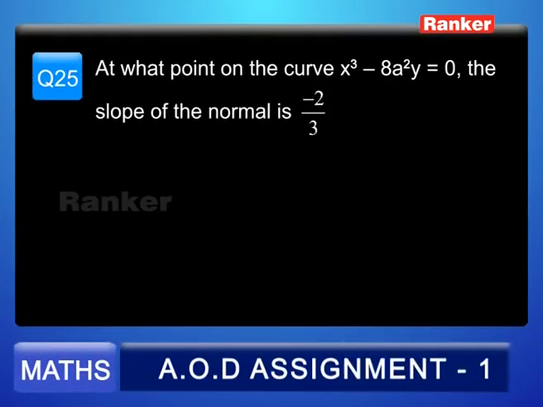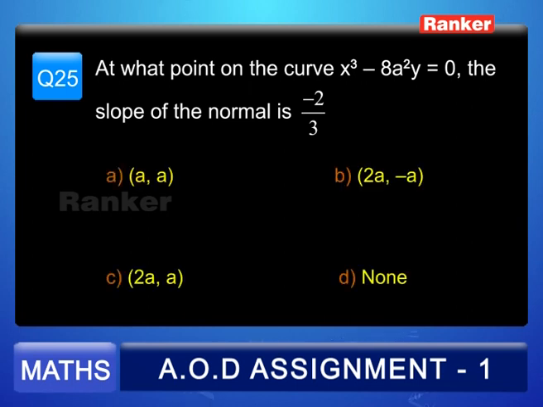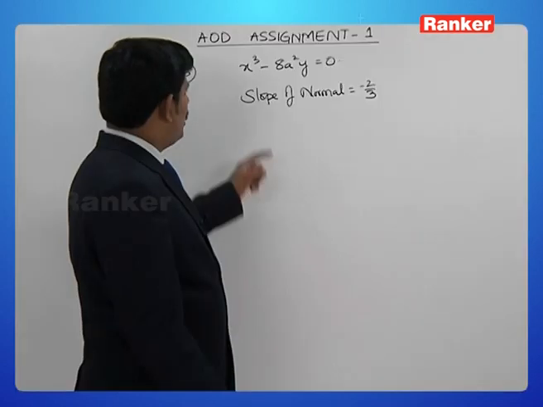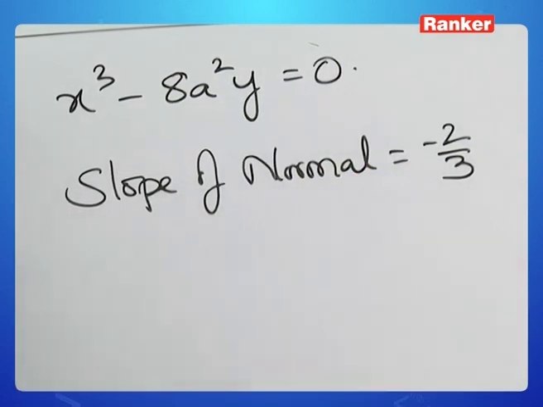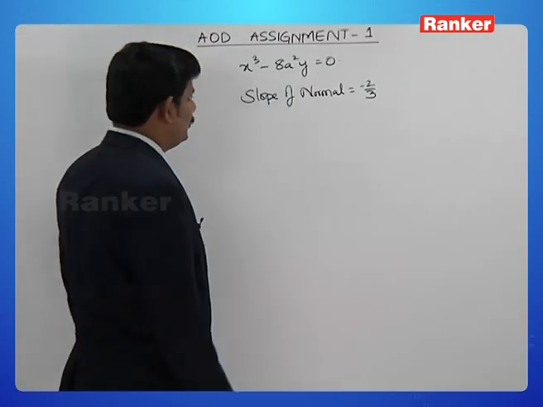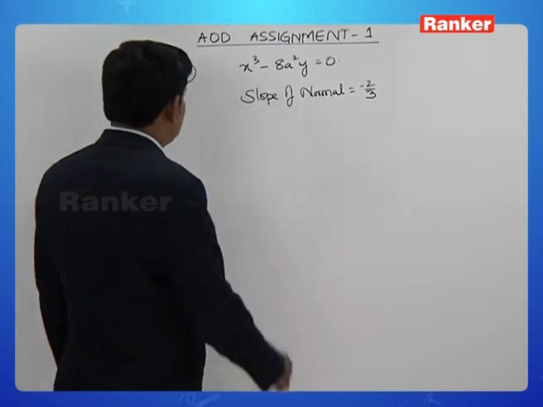Next question: at what point on the curve x³ minus 8a²y equals 0 is the slope of the normal minus 2 by 3? Option A: (a, a), option B: (2a, -a), option C: (2a, a), and option D: none of these. We need to find the point on the curve at which the slope of the normal is minus 2 by 3.